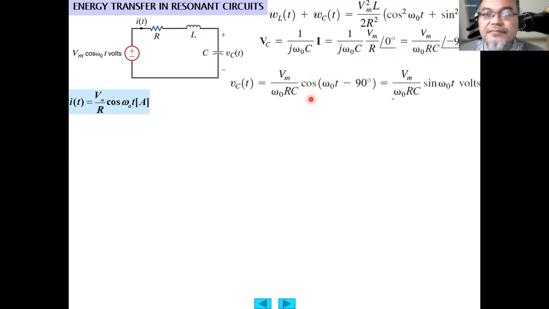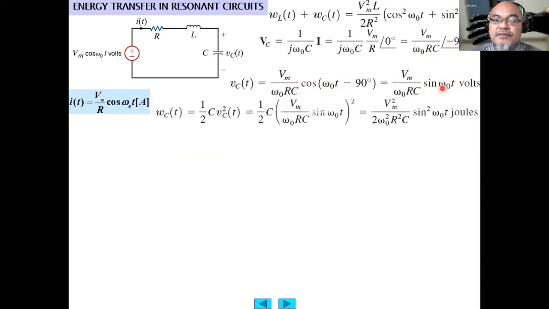Then the voltage at C, vC(t), equals Vm over omega 0 RC. From here, cosine omega 0 t, where omega 0 is the resonance frequency, with a negative 90 degrees phase angle, and we know cosine of omega 0 t minus 90 degrees is basically sine omega 0 t. So it equals Vm divided by omega 0 RC, sine omega 0 t volts.